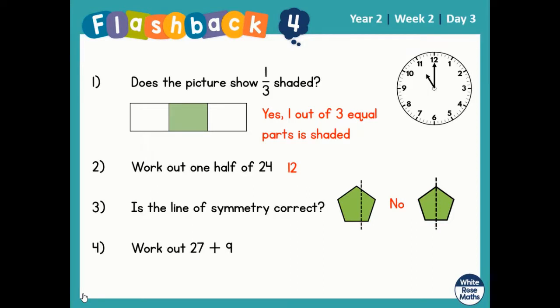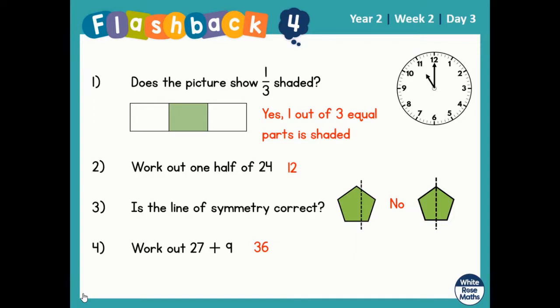And then work out 27 add 9. So 27 add 9 is 36. But I wonder how you did it. Did you add 10 and then subtract 1? Did you partition and do 7 add 9 is 16 and add that onto the 20? Did you partition your 9 into 3, so you did 27 add 3 is 30 and then 6 more is 36? Maybe you partitioned your 27 into 26 and 1 and made 10 with the 9 to give you 36.